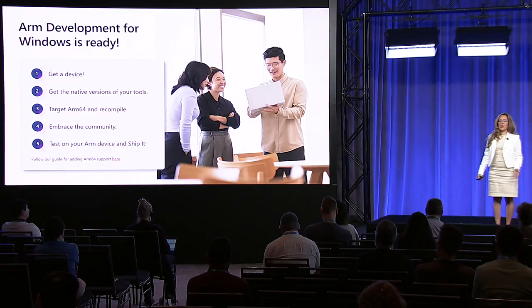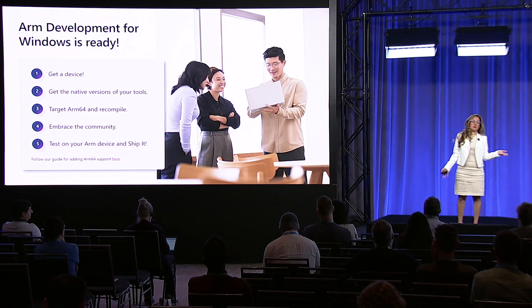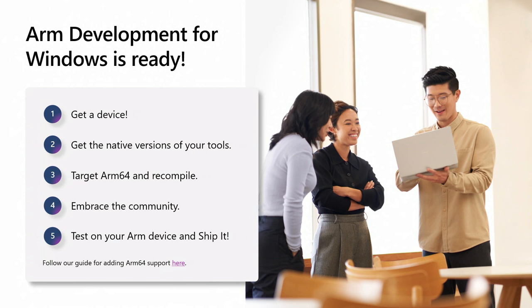So, here we are. Again, the ARM development for Windows, it's ready. So, what do you need to do? Well, first of all, go get a device. And if you're a strong developer and have a preference for a very cool, tiny black device, I suggest go and get the Windows Dev Kit 2023. Now, I actually like to call it Project Volterra, but don't tell anyone.